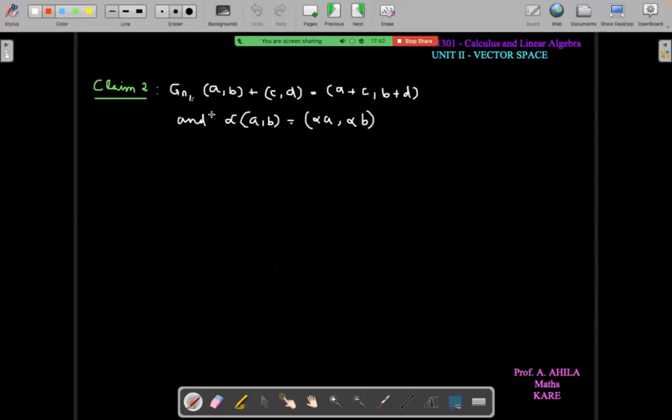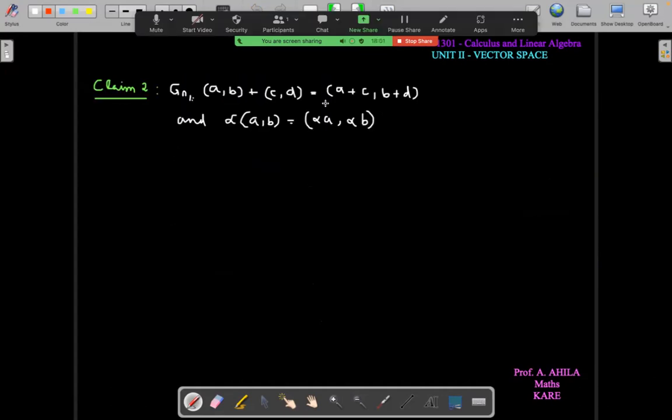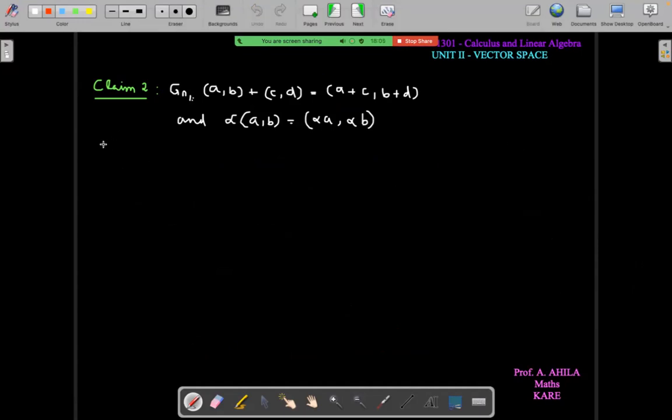As per the definition given in this problem, they have defined the addition (a, b) plus (c, d) equal to (a plus c, b plus d), and the scalar multiplication like this: alpha into (a, b) equal to (alpha a, alpha b). So considering this definition, we go for proving the 4 conditions.